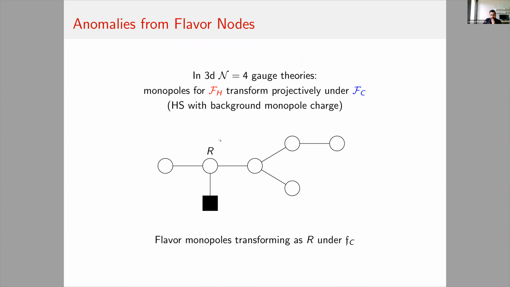So whenever we have this kind of situation, it turns out that you have flavor monopoles in your calculations for the anomalies. You need to include flavor monopoles transforming in a representation R of the Coulomb flavor symmetry algebra. But these are flavor monopoles for the Higgs branch flavor symmetry, in particular for this square black box flavor symmetry.